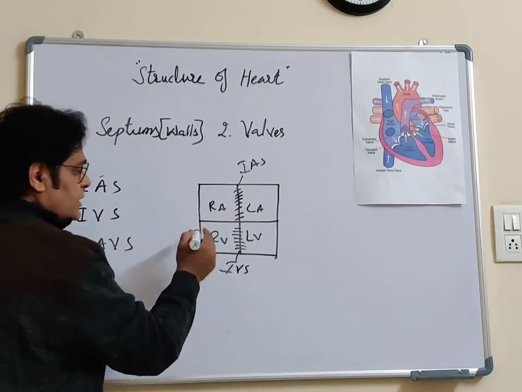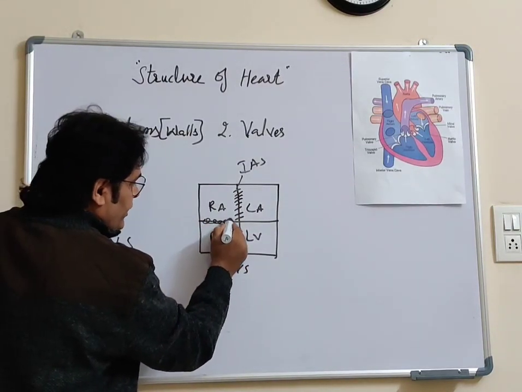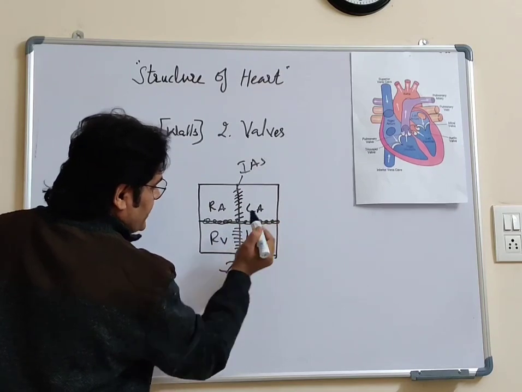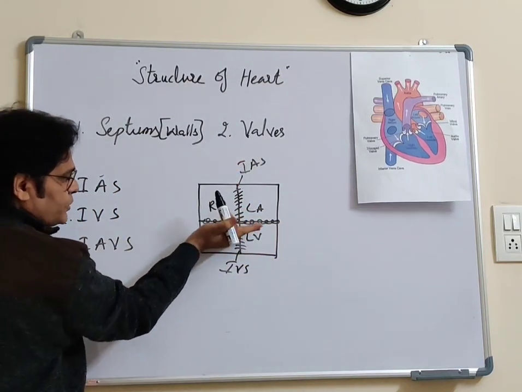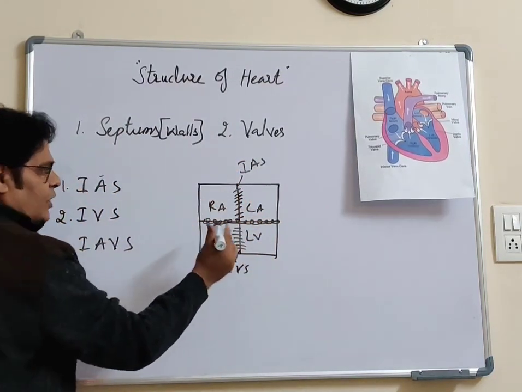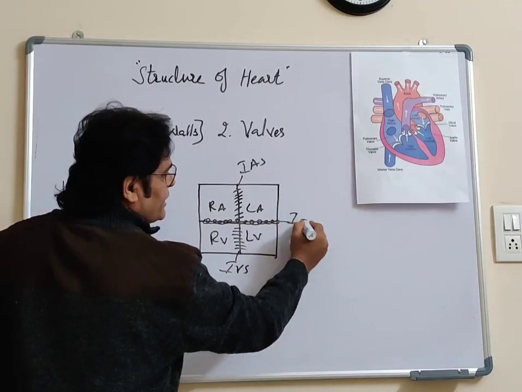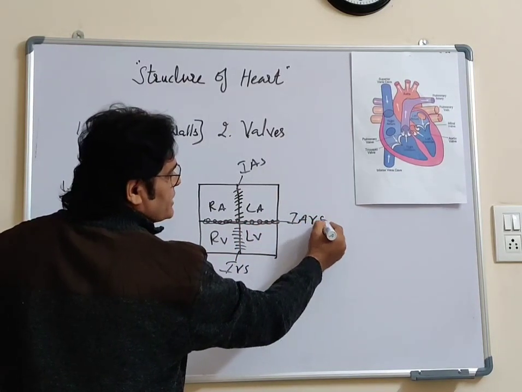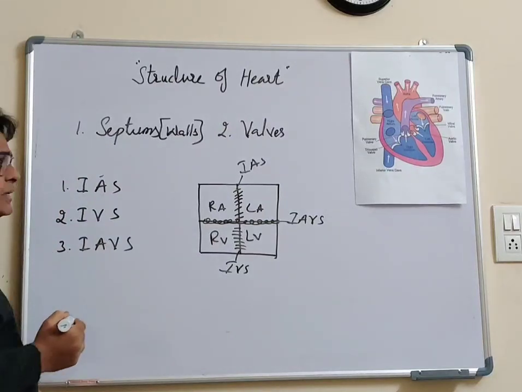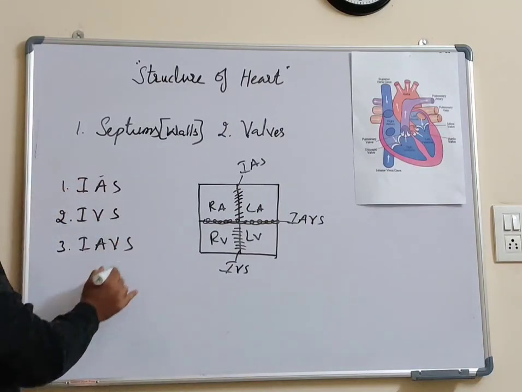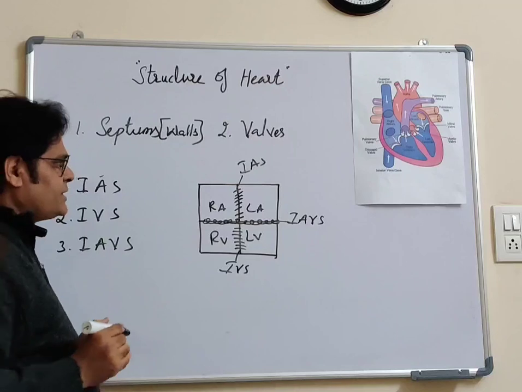Now another third wall is also there in between both the auricles and both the ventricles. Clear? The upper two auricles and the lower two ventricles are separated by another wall, and that wall is called the interauriculoventricular septum. Is it clear? These are the 3 walls, 3 septa.